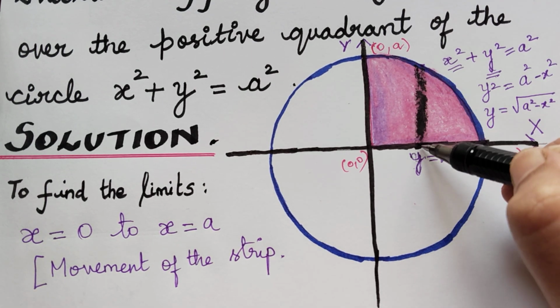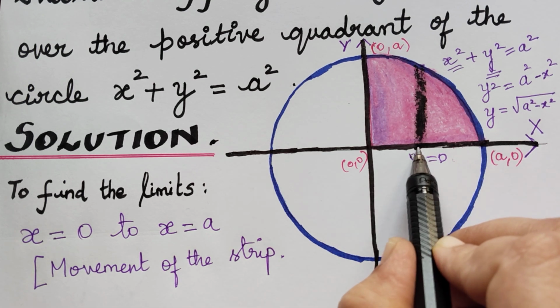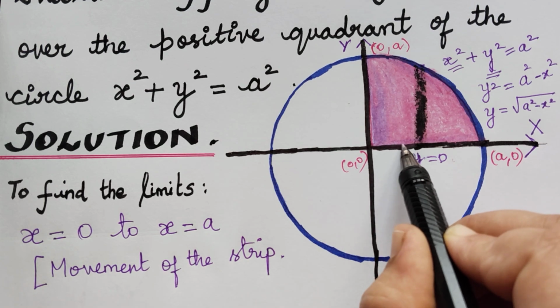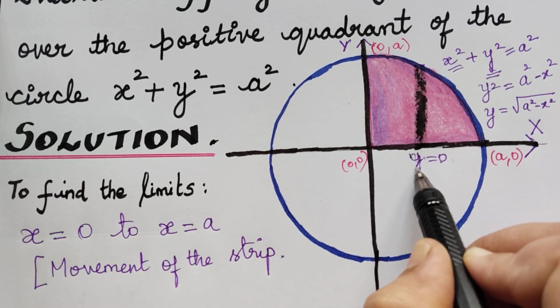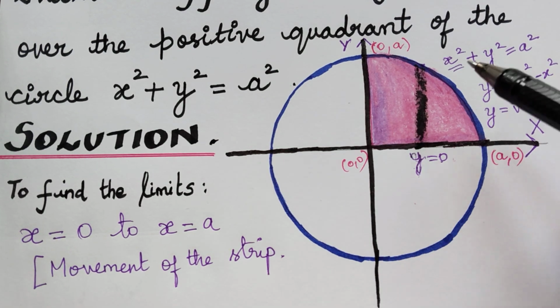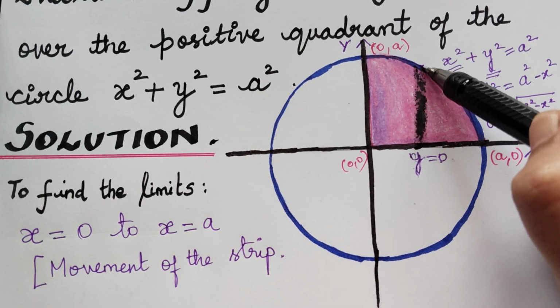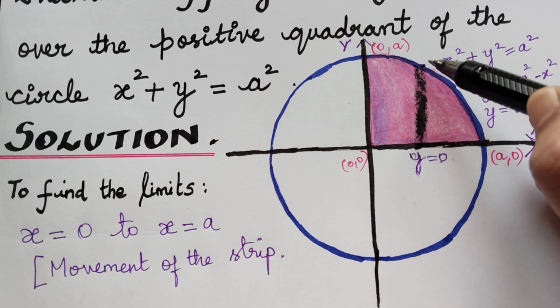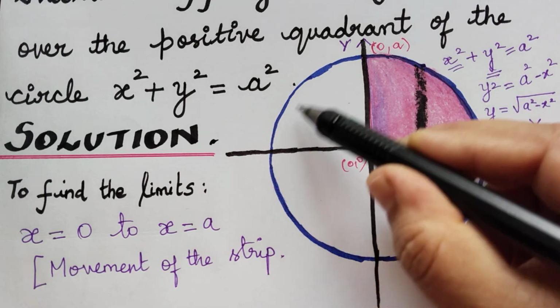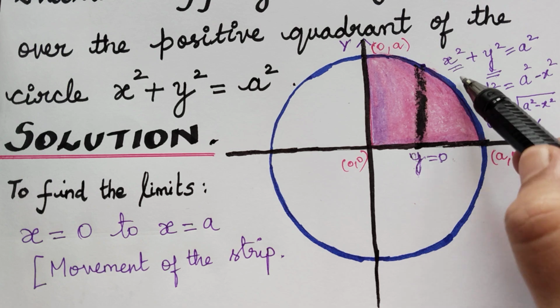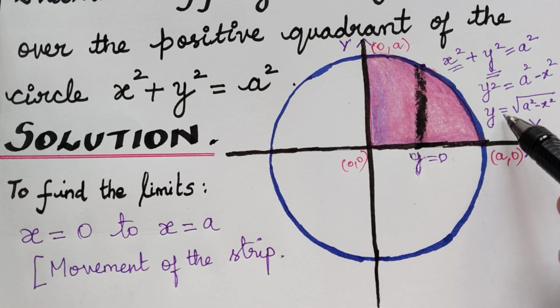y is the length of the strip, and where does it start from? This line. So the equation of this line is y is equal to 0, because at all points of this line the value of y is 0 only. It starts from here and it goes till this point, which touches the circle. So what is that point? It is obtained from the equation of the circle. What is the equation of the circle? x square plus y square is equal to a square, from which we obtain the value of y to be equal to square root of a square minus x square.